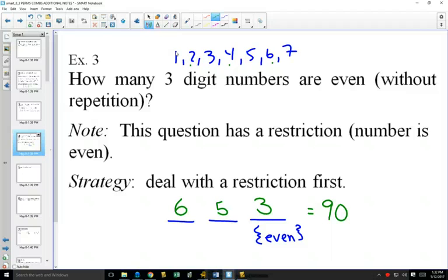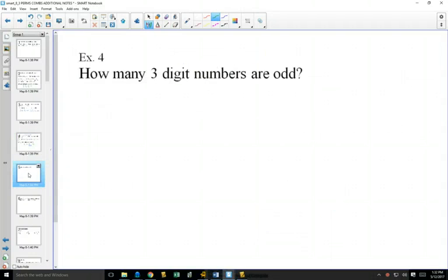So I want you to try and think about this one. Again, we'll use the numbers 1 through 7 in example 4. How many are odd? And once you get your answer, see if you can see another strategy to get that same answer. Because I'm thinking most of you did this, right?